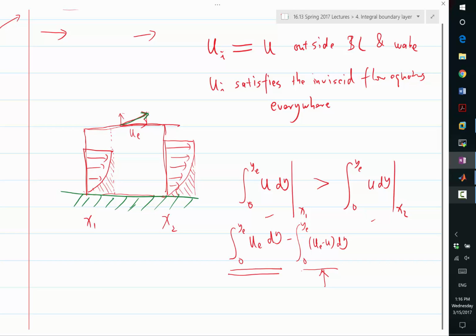And what should UI be inside the boundary layer? What should the X directional velocity of UI be in the boundary layer? Can it also have a profile like this? Remember, use Bernoulli's, right? I mean, UI satisfies the inviscid flow. Use Bernoulli's.